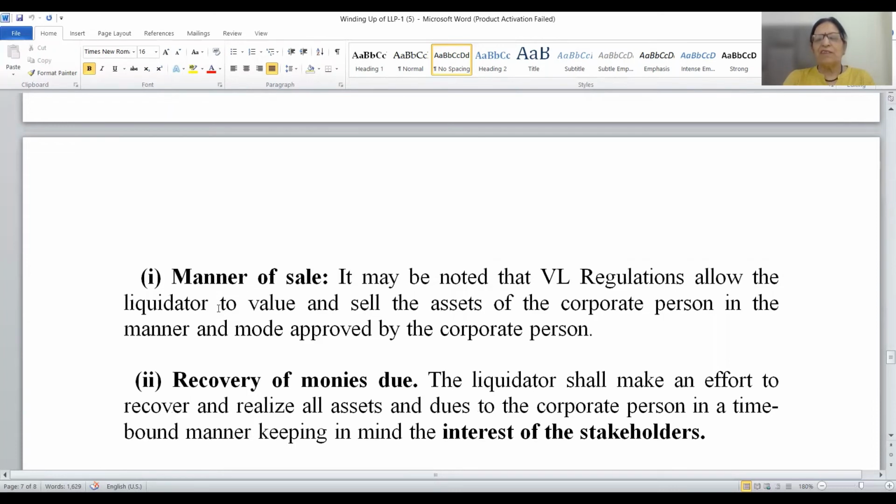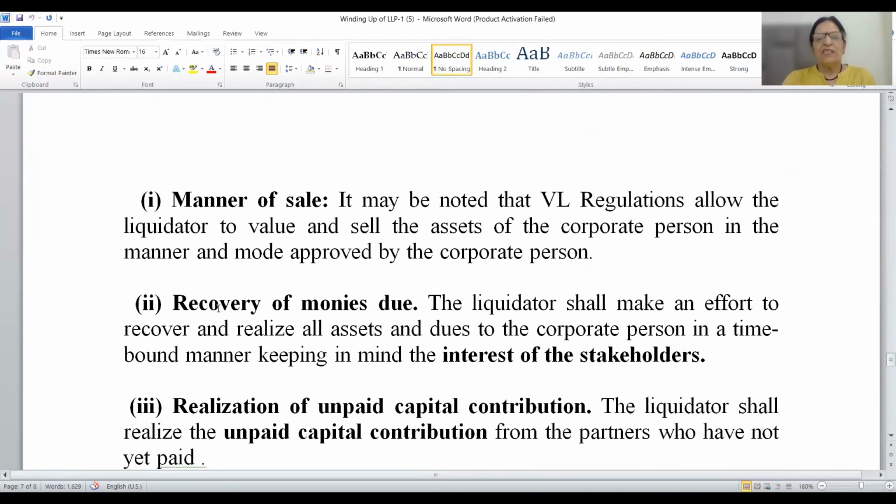It may be noted that the liquidation regulations allow the liquidator to value and sell the assets of the corporate person in the manner and mode approved by the corporate person. Whatever manner or mode the corporate person, the partners and creditors have approved, strictly the asset should be sold in that manner and mode. Recovery of monies due: the liquidator shall make an effort to recover and realize all assets and dues to the corporate person in a time-bound manner, keeping in mind the interest of the stakeholders.